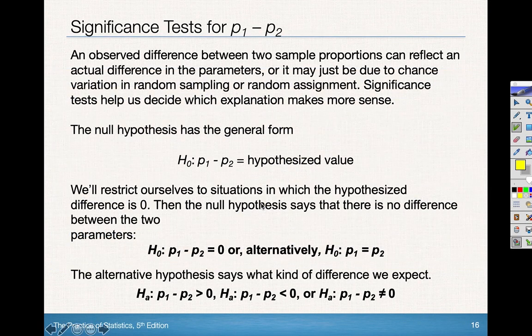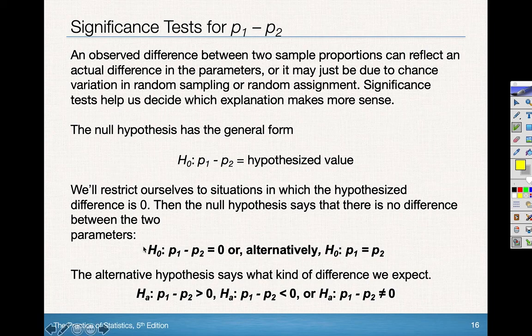The other part of section 1 is now the significance test. Here's the chapter 9 version for P1 minus P2. An observed difference between 2 sample proportions can reflect an actual difference in the parameters, or it may just be due to chance variation, just like when we did a 1-prop z-interval. So we're going to make our null hypothesis. You can write it 2 ways. I think the most popular is that they're equal, because you say the difference is 0 or the 2 proportions are equal. Remember, if you use letters, you must identify them. You can write these with no letters at all, but if you use letters, definitely define them.